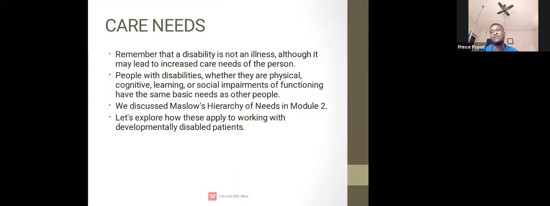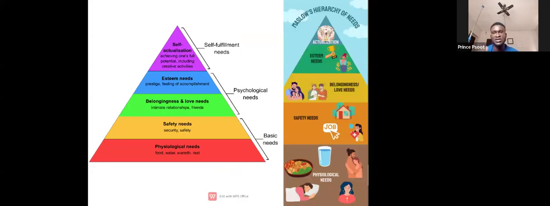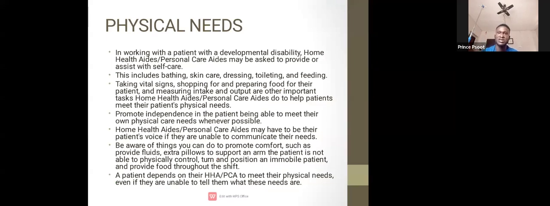Then we further talked about the care needs and we discussed Maslow's hierarchy of needs that was discussed in Module 2 and how they can be applied to working with a patient with developmental disabilities. And then we talked about the physiological needs, safety needs, belonging needs, esteem needs, and self-evaluation needs as the overview. Then we went deep into talking about the physical needs. Then we also talked about the safety and security needs.